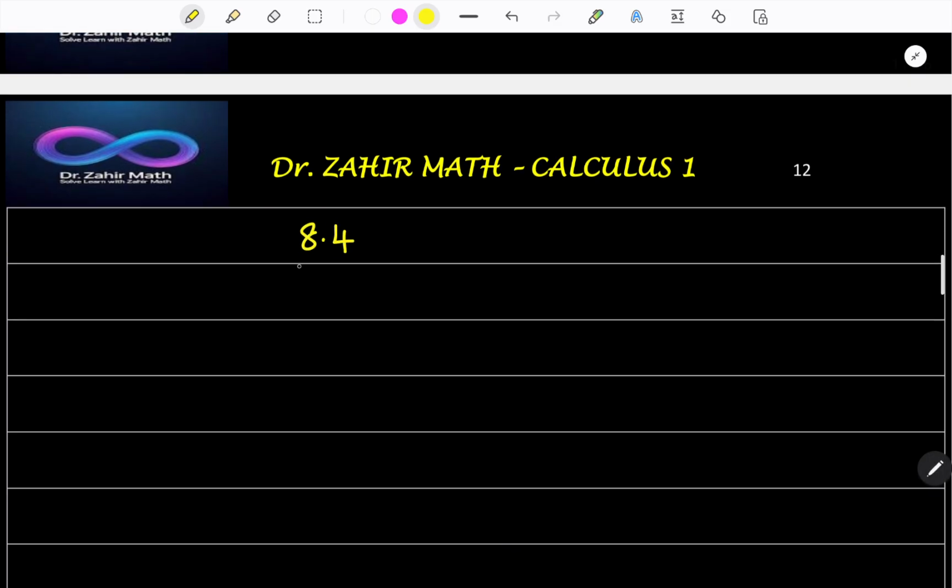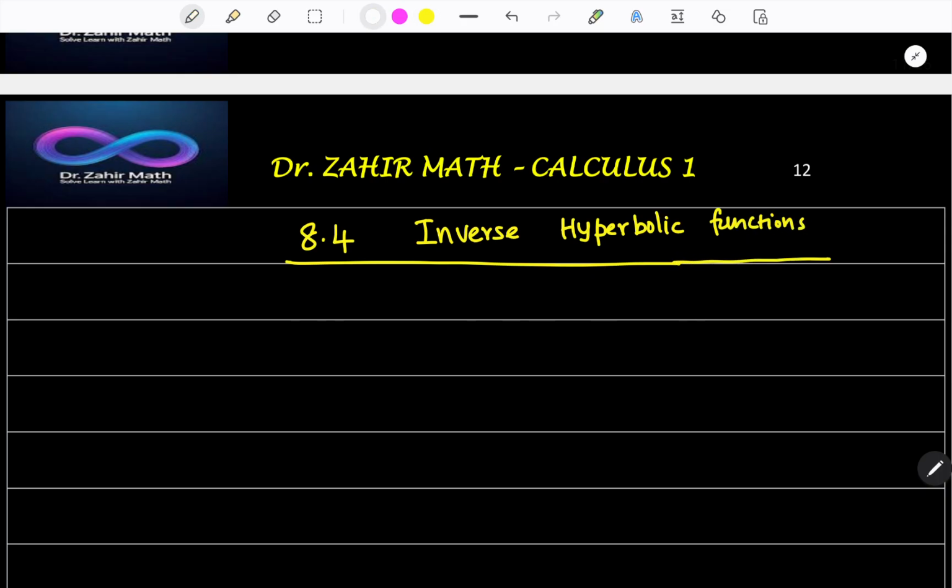What is 8.4? 8.4 is, let me see, I think it is inverse hyperbolic functions. What do you mean by inverse hyperbolic functions? Just now we studied hyperbolic functions, right? Sine hyperbolic, cosine hyperbolic, tan hyperbolic we studied. Now it is inverse, power minus 1.